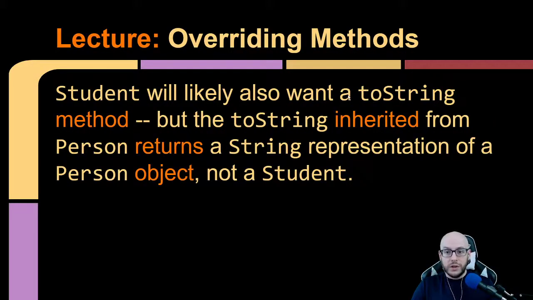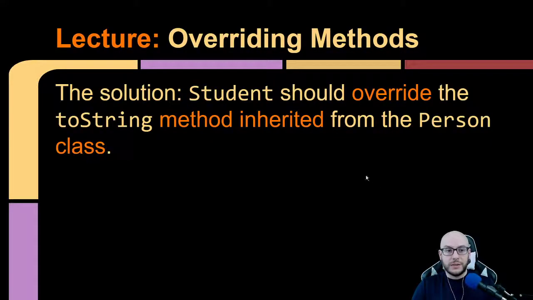Student will likely also want a toString method, but the toString inherited from person returns a string representation of the person object, not a student. The string representation I'm getting now is limited. It's only stuff pertaining to person, and I need it to have stuff pertaining to student. The solution: student should override the toString method inherited from the person class.